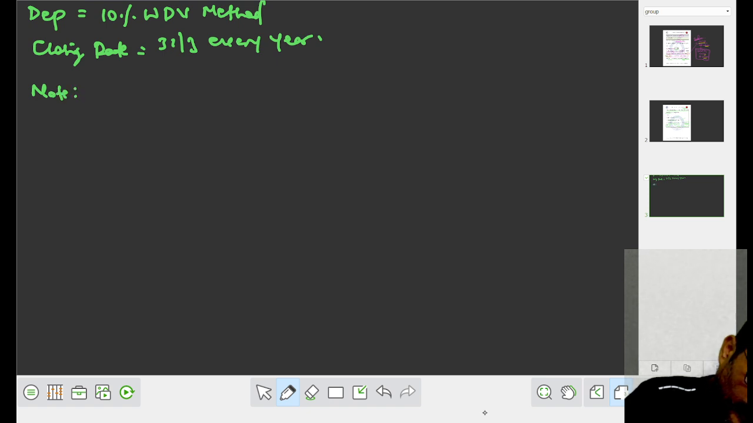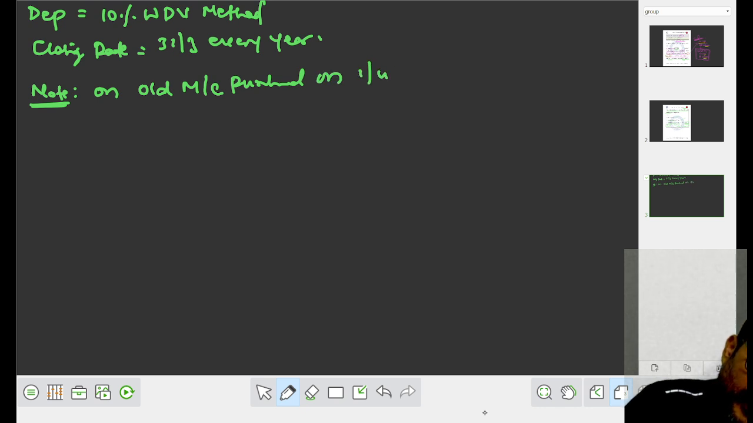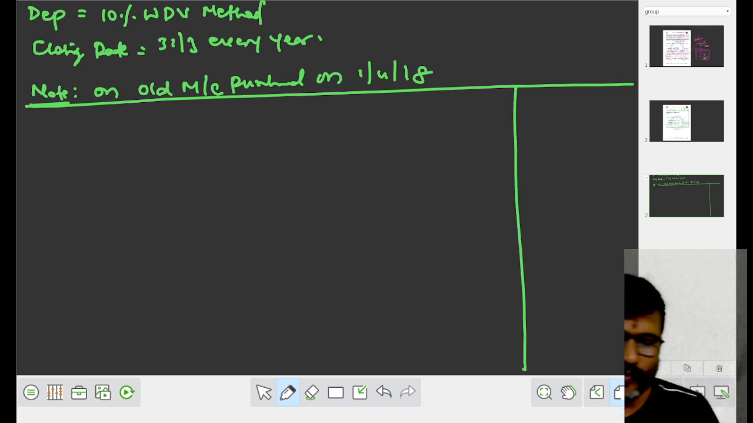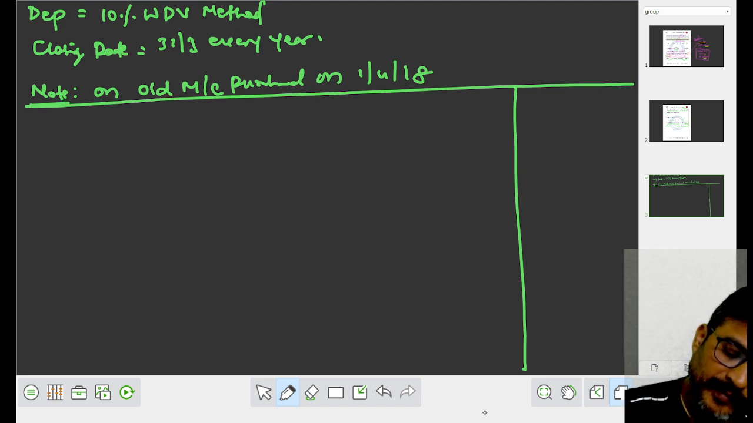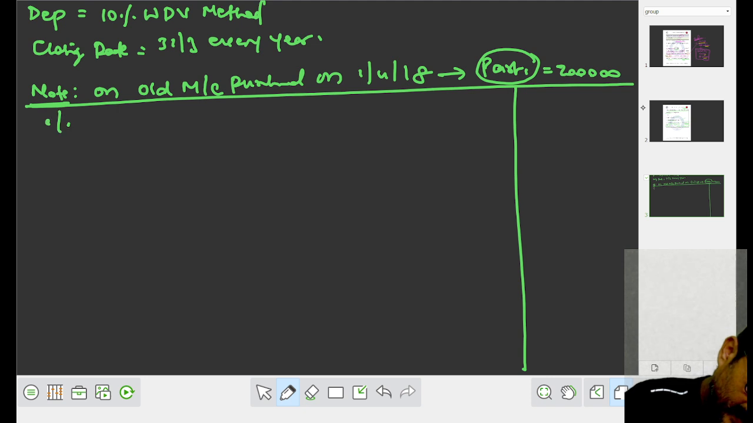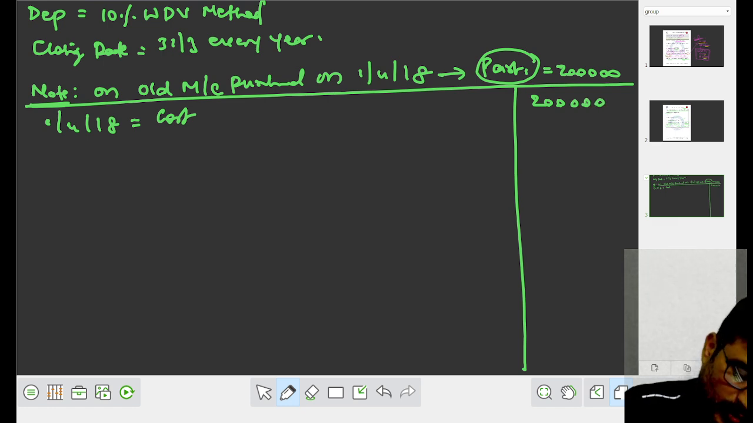Note on old machinery purchased on 1st April 18. When it is purchased on 1st April 18, for how much it is purchased, that we can call part 1. It is purchased for 2 lakhs. So now let us write 1st April 18 cost 2 lakh. Accounts are closed at the end of the year, March 19.